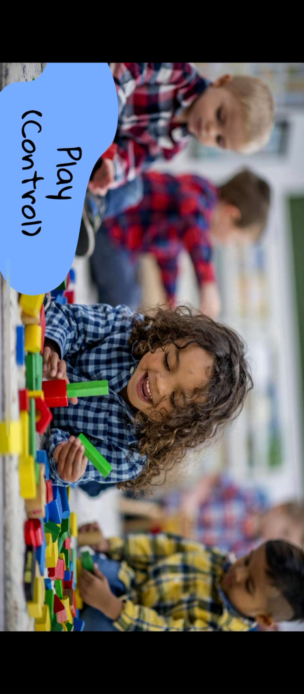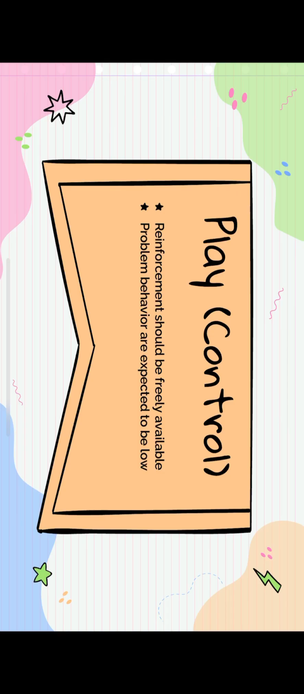First condition we'll go into is play. The play condition is also known as control, where reinforcement should be freely available and problem behaviors are expected to be low due to there being no demands. If problem behaviors did occur, there should be redirection of the behaviors or ignoring if possible.